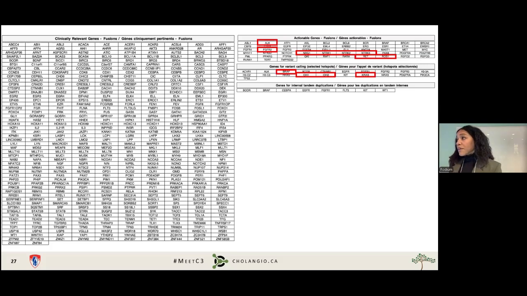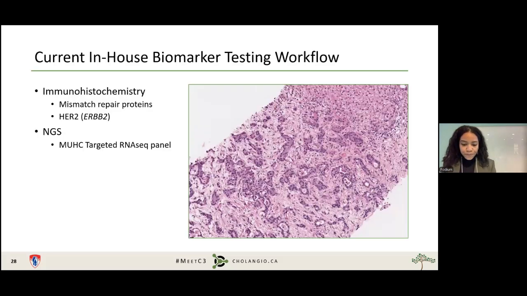Notably absent from here are amplified genes, right? So they're rare in cholangiocarcinoma, but we've seen some cases that are HER2 amplified and can be targeted for it. So I do want to draw your attention to that, because what that means is that you need to have a complementary test for amplification-based alterations.